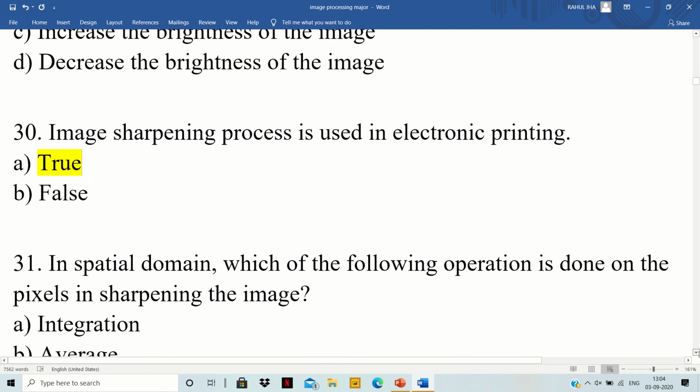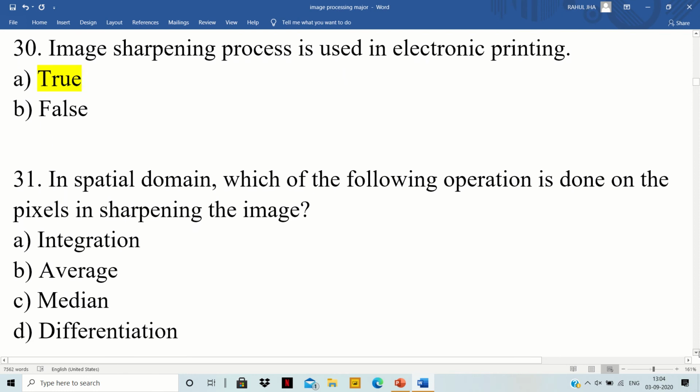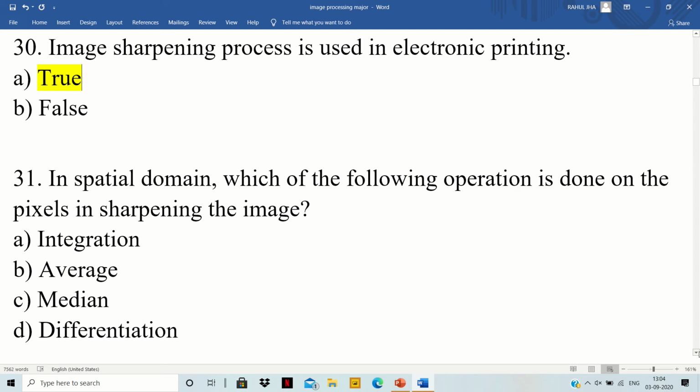In spatial domain, which of the following operations is done on the pixel in sharpening the image? So in spatial domain cases, when we are performing the filtering process, we need to perform an operation for the purpose of sharpening. Our options are A, integration, B, average, C, median, and D, differentiation. And the thing which we use for sharpening is differentiation. We perform differentiation.